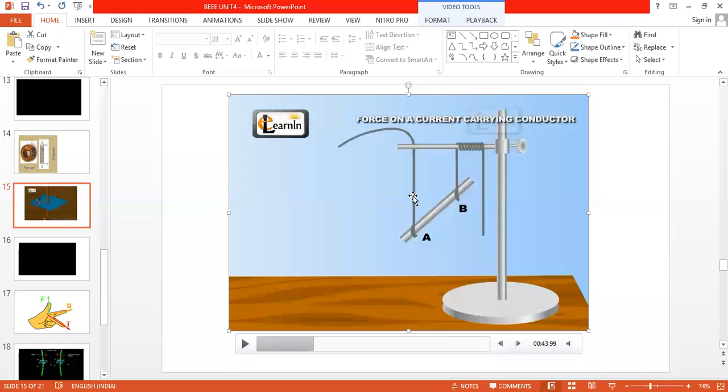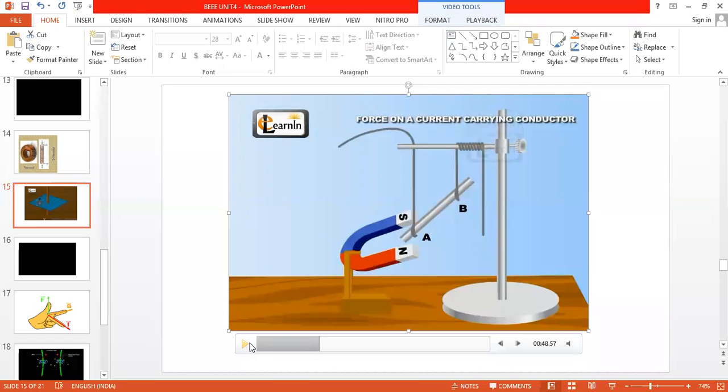I have to pass the current through the conductor. How to pass the current through the conductor? Tell me anyone. This is the conductor. What do I have to do? From our hand we will get the current? No. We have to connect. Tell me fast. Battery.